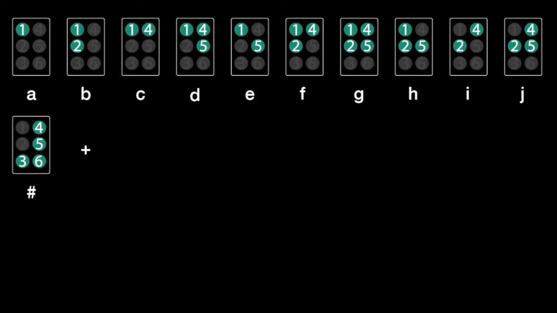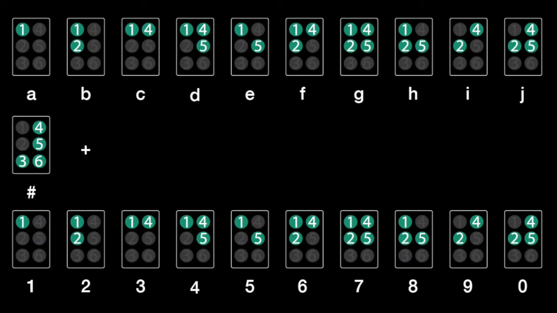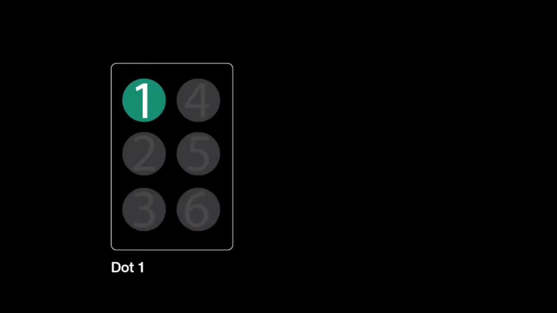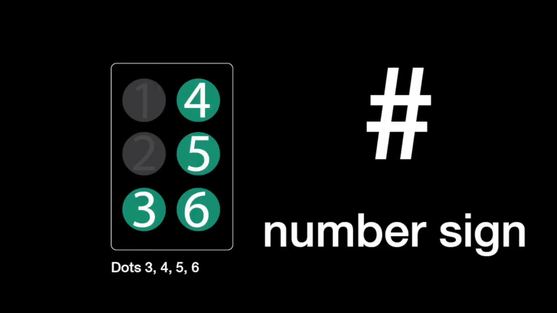A number is first determined with a number sign, which is dots 3, 4, 5, and 6, followed by letters A through J, with an A being 1, B is a 2, C is a 3, all the way to an I being 9, and 0 is a J. Dots 3, 4, 5, and 6 plus dot 1. 1 is a number sign, dots 3, 4, 5, and 6 plus a, dot 1.